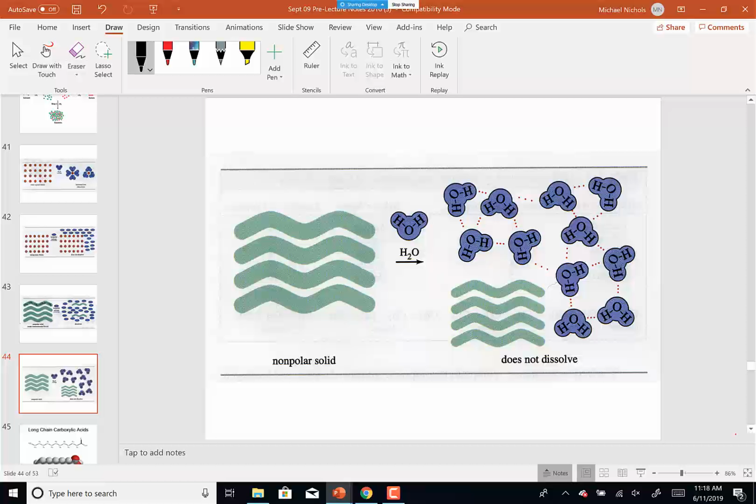But what's the killer of this process? Where does it take a ton of energy? It takes a ton of energy to break the water molecules. So this is easy, but this is not. I don't get nearly enough energy out of that interaction to pay for breaking the water apart. That's why oil and water doesn't mix, because I can't break apart the water molecules. I don't get enough energy.